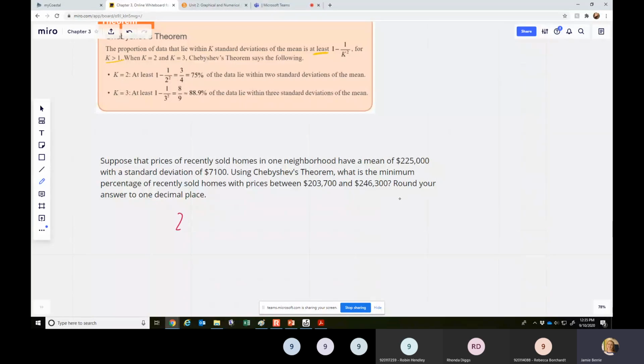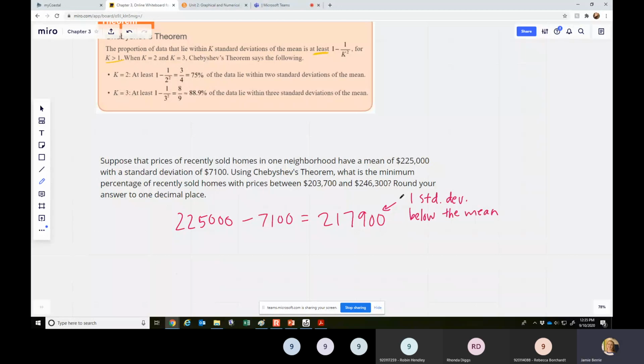So you would start off by taking your 225,000. And then let's go below the mean first, since that was the first value they gave us. So let's subtract off 7,100. So get your calculator, 225,000 minus 7,100. All right, so that would be 217,900. Okay, so that would be one standard deviation below the mean.